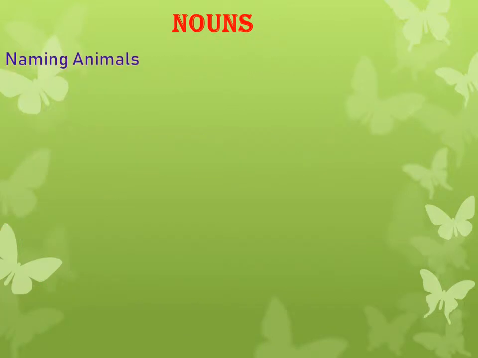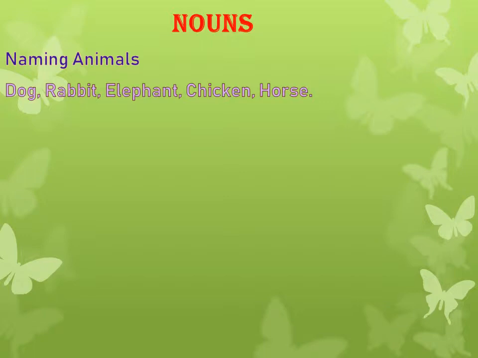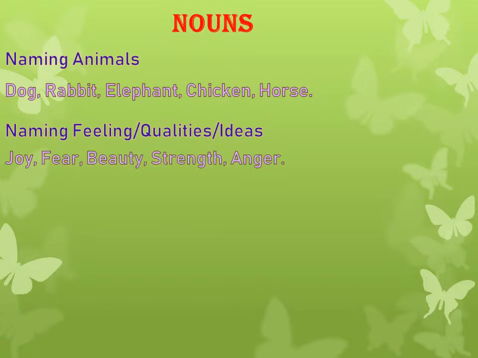Naming animals: dog, rabbit, elephant, chicken, horse. Naming feelings, qualities, and ideas: joy, fear, beauty, strength, anger.